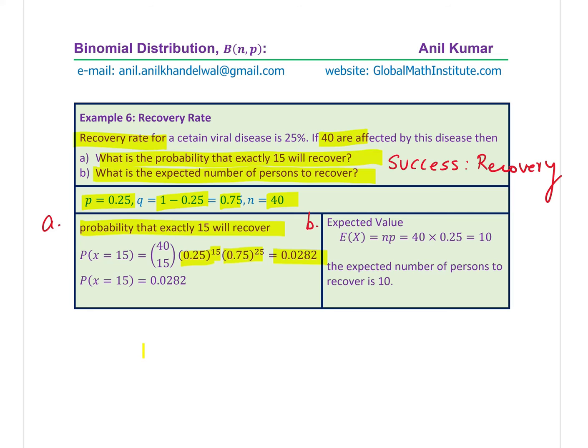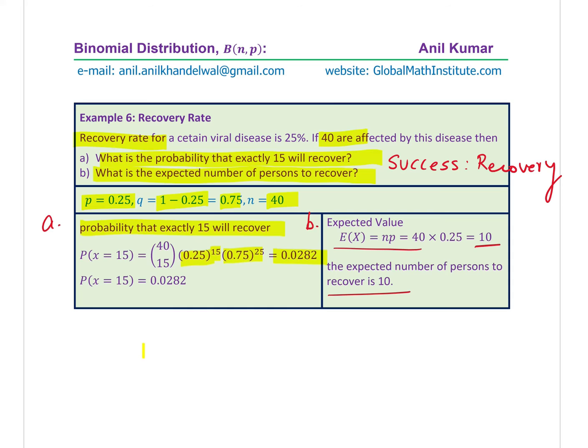And B, the expected value is how many will actually recover, or are expected to recover, on average. That is what it is. So that is the product of the number of people affected and their recovery rate, which is 25%, meaning one fourth, right? So one fourth of 40 is 10, and that is how we get the expected value. So the expected number of persons to recover is 10. And I hope now this concept is absolutely clear.